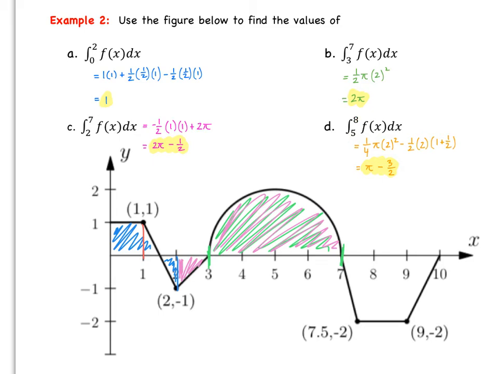And finally, for example D, we are trying to find the integral from 5 to 8. Okay, so if we're looking at our intervals, we're at 5 to 8. So we want to find the area of a quarter of a circle and then of a trapezoid, but notice the trapezoid is underneath the curve. So when we go through here, 1/4 pi r squared is going to be our quarter of a circle, and remember a trapezoid is 1/2 times our height, which is 2, times the sum of our bases. So base 1 is 1, base 2 is going to be 1/2. And when we clean everything up, we get pi minus 3/2.